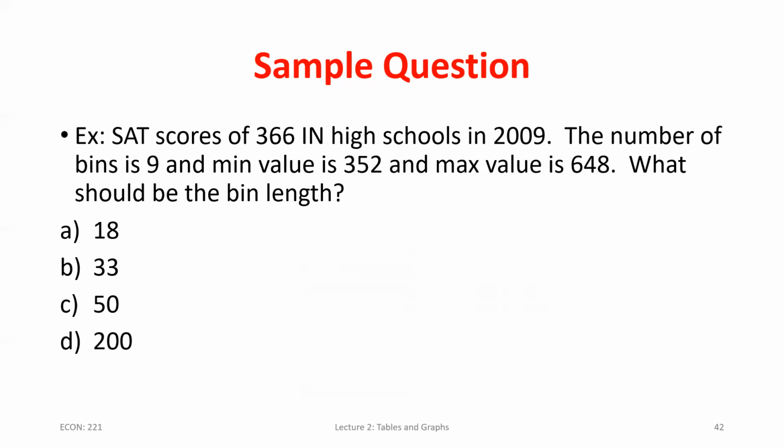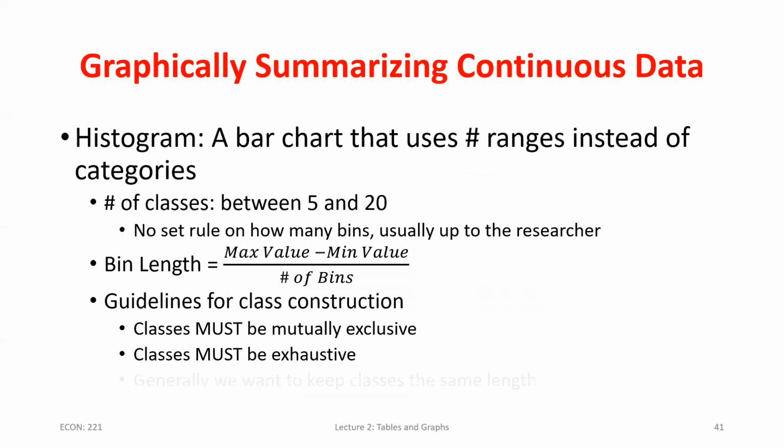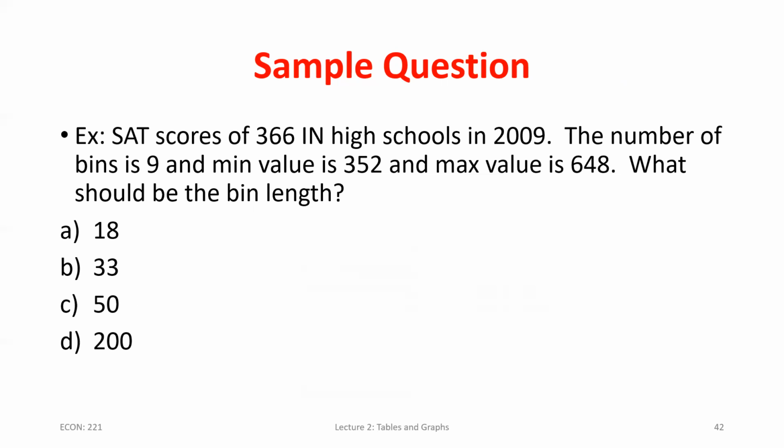The highest average SAT score is 648. What should my starting point for my bin length be? Or what should the, we call this the optimal bin length be? Well, I've got my maximum value, got my minimum value. I'll just take the difference between the two, and then I would divide that by the number of bins, which we said was 9, right? So I take my maximum value, subtract the minimum value, divide by the number of bins. My bin length should be about 32.88 repeated.